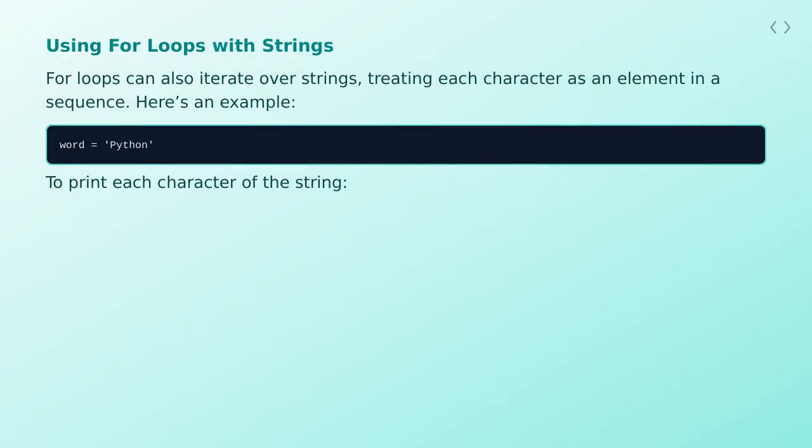This section covers using for loops with strings. For loops can also iterate over strings, treating each character as an element in a sequence. Here's an example. The samples on screen walk through this step. Take a moment to read through them.